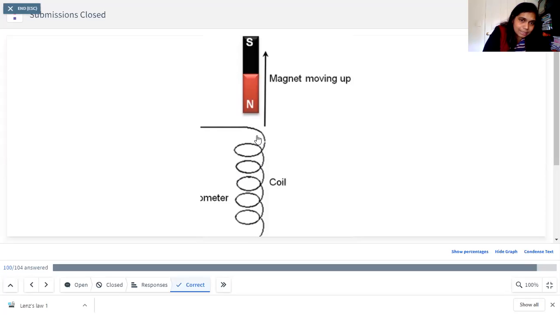So the north pole and south pole. So basically it will have a magnet in a similar fashion like this. So the north pole on the bottom and the south pole on the top. So the magnetic field is down because always your thumb is pointing to the north, right? So the magnetic field created by the coil, or induced by the coil, will be downward.